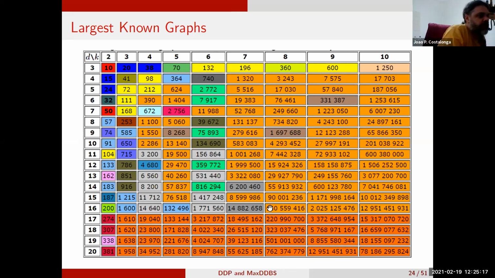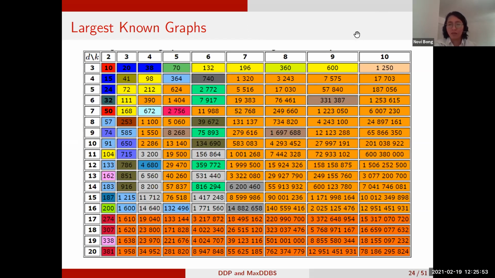Sorry, what are D and K, the diameter and degree? I'm not following the table. Okay, sorry, this is a difference: K is the diameter in this case, and D is the maximum degree. So the maximum degree is 3 and the diameter 2, this is the Petersen graph. And this is where the Hoffman-Singleton graph lies. Does that answer the question?